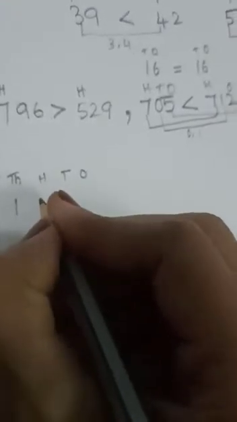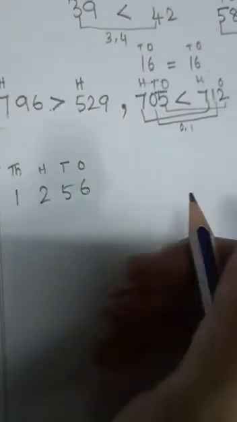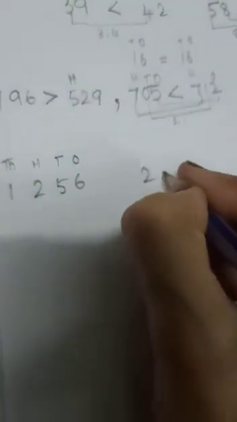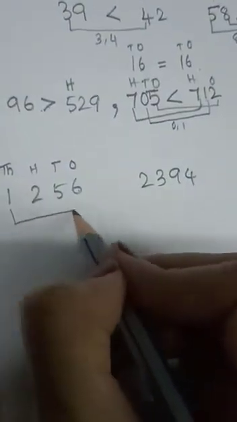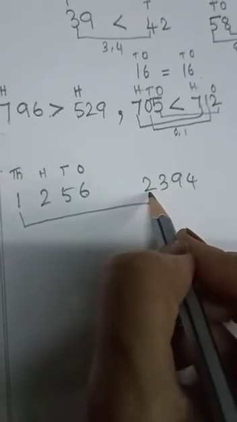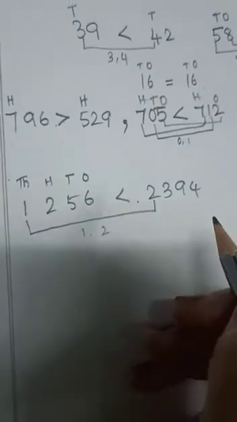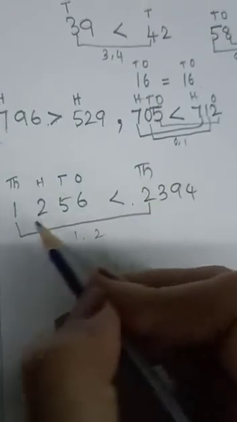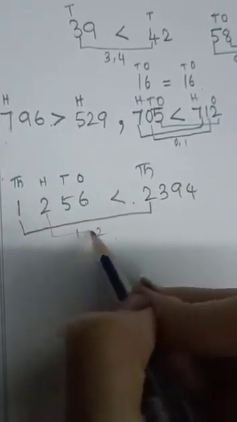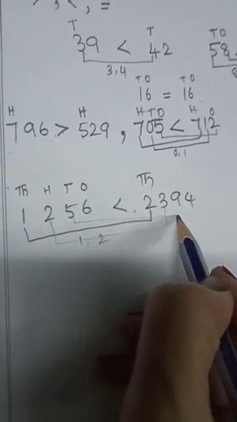So here we have a 4-digit number, that is 1256, and this side 2394. So in a 4-digit number, you have to compare the digits which are on the thousands place. So from 1 and 2, 2 is greater. If these two thousands numbers are equal, then compare the hundreds numbers. Again, if the hundreds places are equal, then you have to compare the tens place numbers.